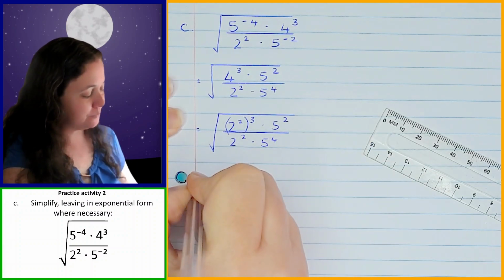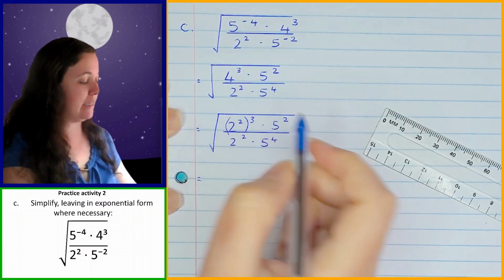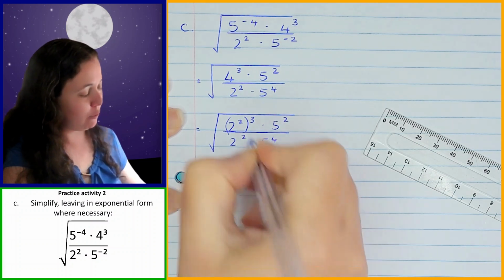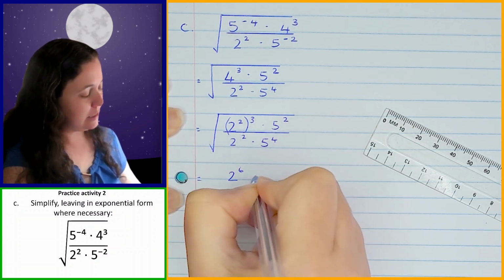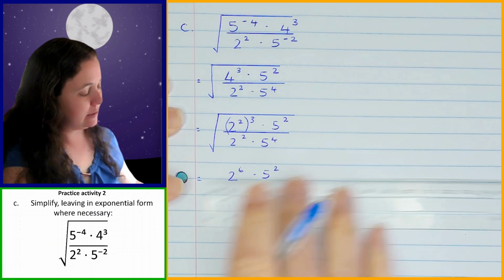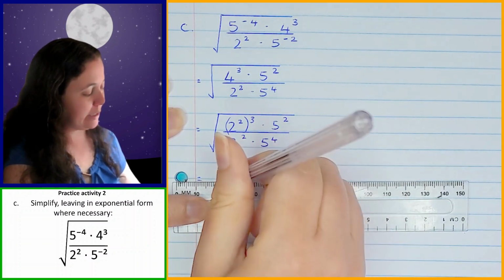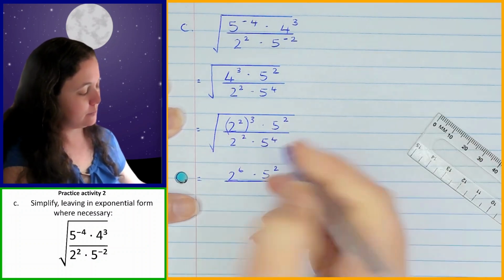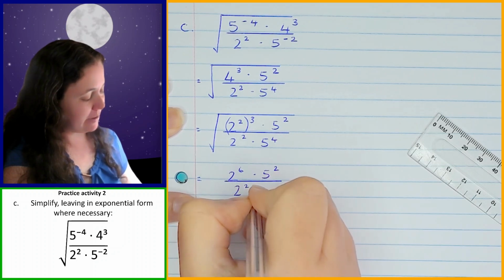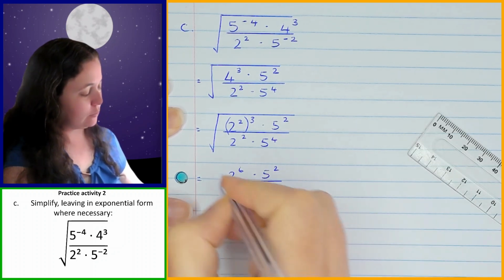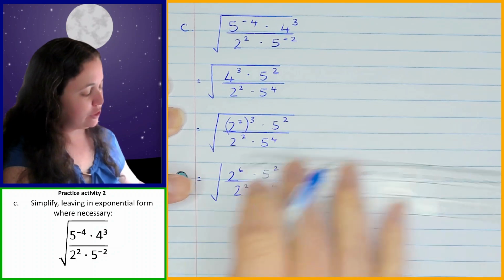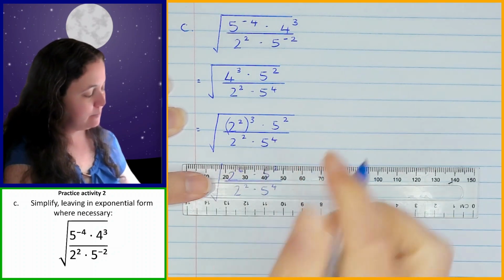Okay, so now we're going to get rid of those brackets. That becomes 2 to the power of 2 times 3, which is 6, times 5 squared, all over 2 squared times 5 to the power of 4. Okay, and then I've got my square root sign, which isn't going anywhere yet.